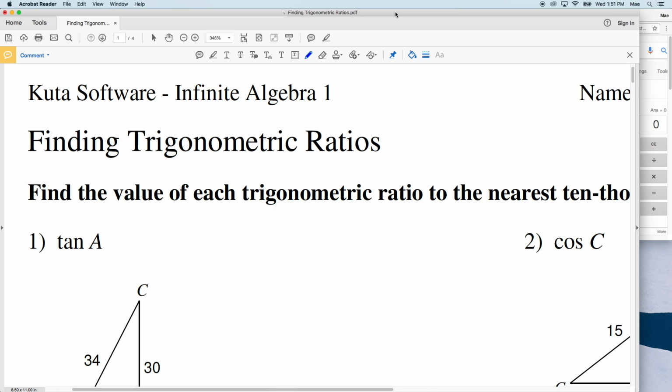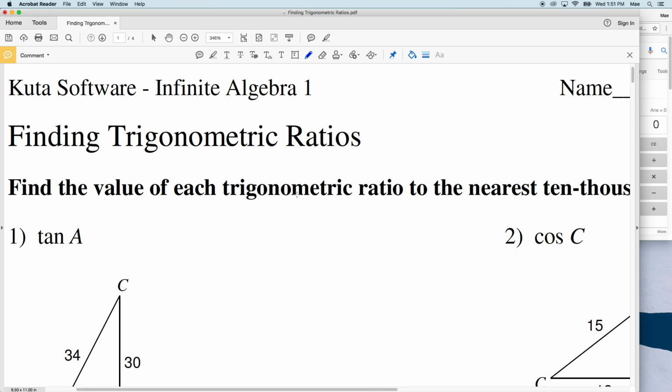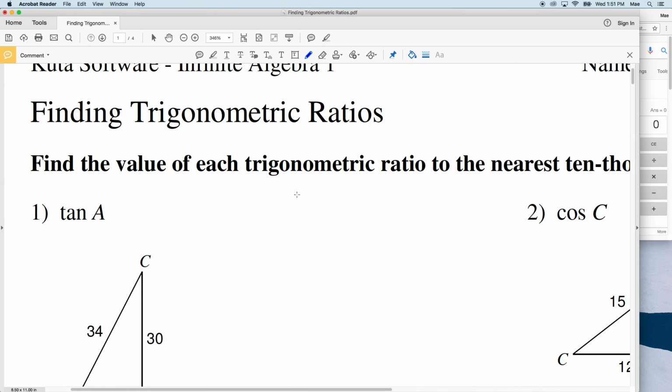In this video, we are going to start the KutaSoftware Infinite Algebra 1 free worksheet, Finding Trigonometric Ratios. We're going to do the first page in this video, and then we're going to do the second page in the next. So this worksheet will be split up into two videos. Our directions currently are to find the value of each trigonometric ratio to the nearest 10,000th.